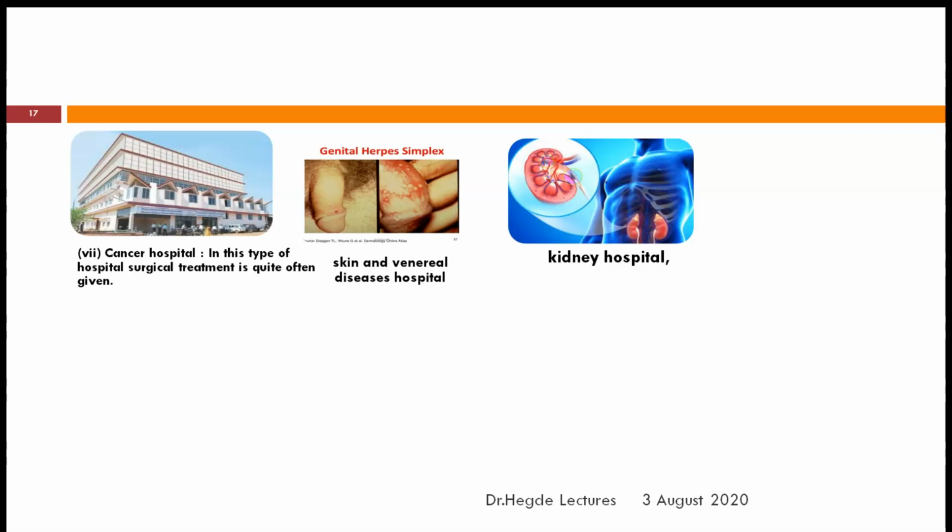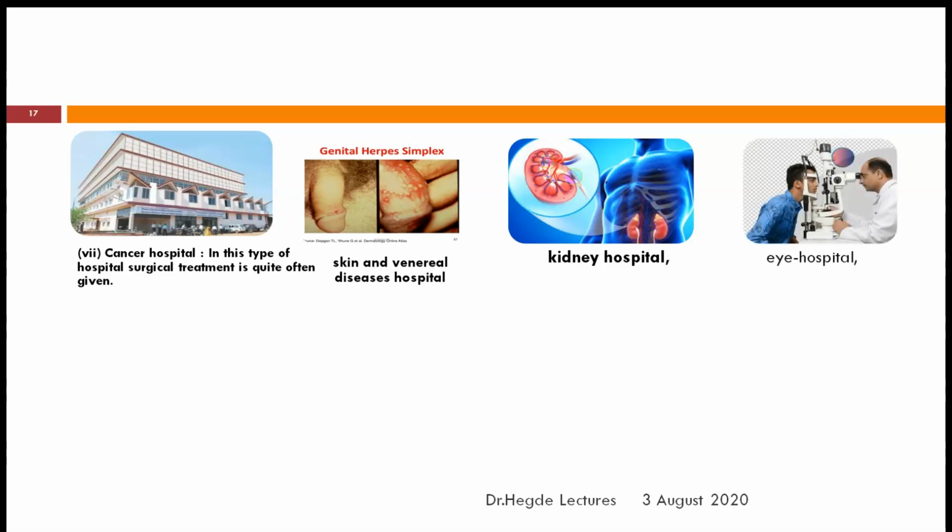Kidney hospital. Any type of infection to the kidney, or a problem of accumulation of waste substances, kidney failure, acute renal failure, or any such conditions, then he may be referred to the specialty, that is kidney hospital. Eye hospital, any problem with the eye, that is ophthalmology.